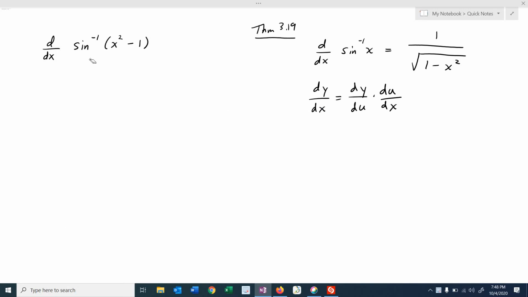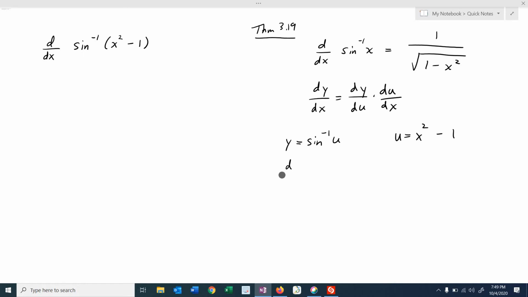So let's find the derivative of arcsine of x squared minus 1. In order to find this derivative, we're going to have to use the chain rule because this is a composition of two functions. The chain rule says dy dx is equal to dy du times du dx. So let u be the inner function, which is just x squared minus 1, and that means our outer function is going to be arcsine of u.